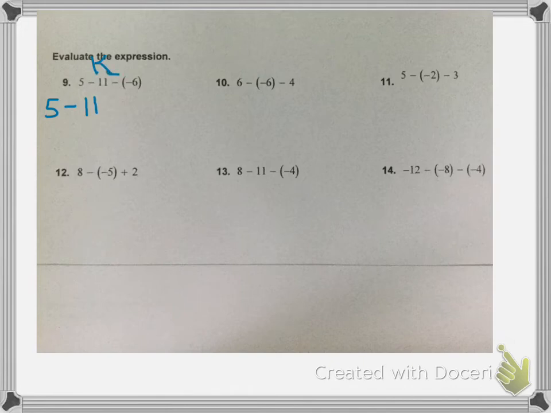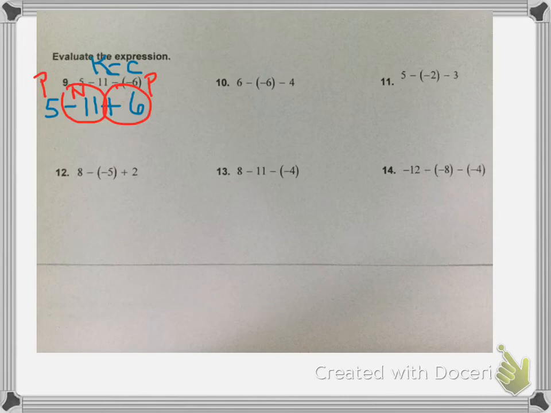We're going to keep, change, change. We're going to keep that 11. We're going to change my subtraction to addition, and we're going to change my -6 to a +6. Okay? Now, once you get to this point, there's 2 different options. You could go across, and this is my favorite option. This is the way I would do this. And you're going to label positives and negatives. So I have a positive 5. I'm going to think of this as a -11. And I have a +6. Okay, so we have positive 5, negative 11, positive 6.